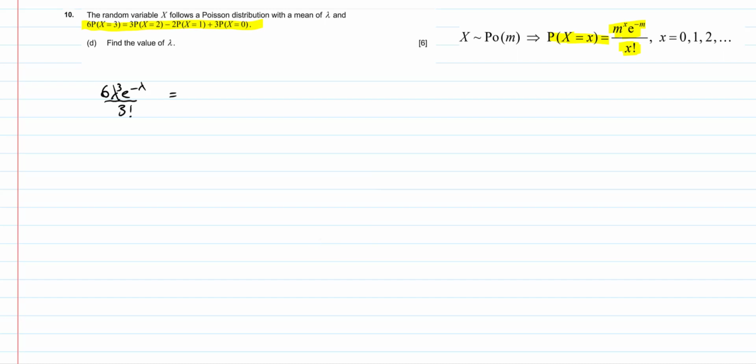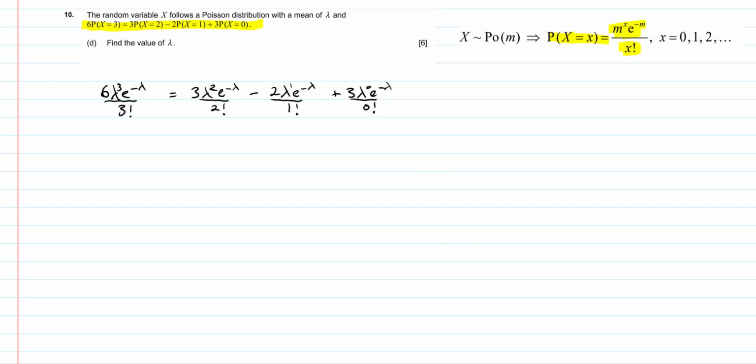So that's going to be equal to 3 times lambda squared e to the negative lambda over 2 factorial, minus 2 times lambda to the power of 1 e to the negative lambda over 1 factorial, and then the last term is plus 3 times lambda to the power of 0 e to the negative lambda over 0 factorial.